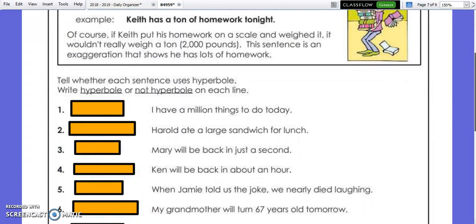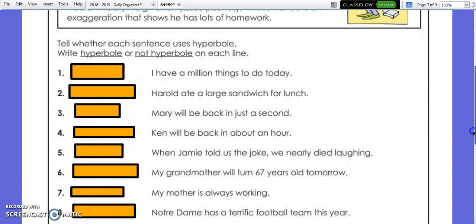In the next couple, what I'd like us to do is try and answer these questions before I reveal. So what you're going to do is, after I read the sentence, pause the video and take a guess whether this sentence is hyperbole or not hyperbole. Then unpause it and see if you're correct. I have a million things to do today. Pause it. Now that you've unpaused it, you can see that this is definitely an exaggeration and hyperbole sentence.